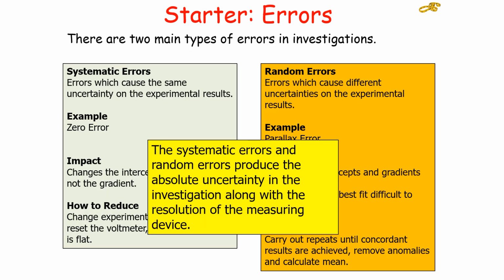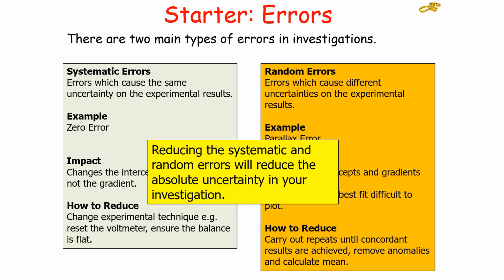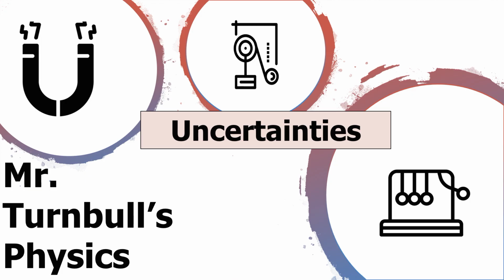Now systematic errors and random errors produce the absolute uncertainty in an investigation, along with considering the resolution of the measuring device. Reducing systematic and random errors will reduce your absolute uncertainty in your investigation. But what do we mean by this idea of percentage and absolute uncertainty?